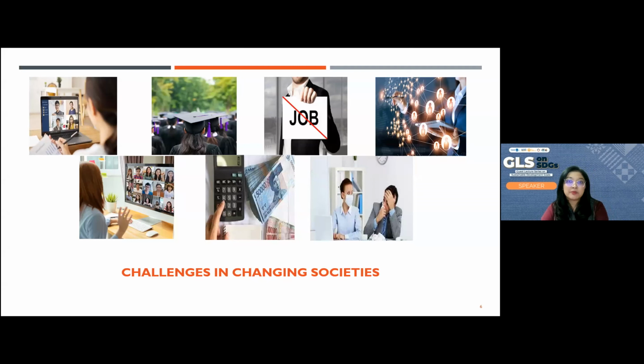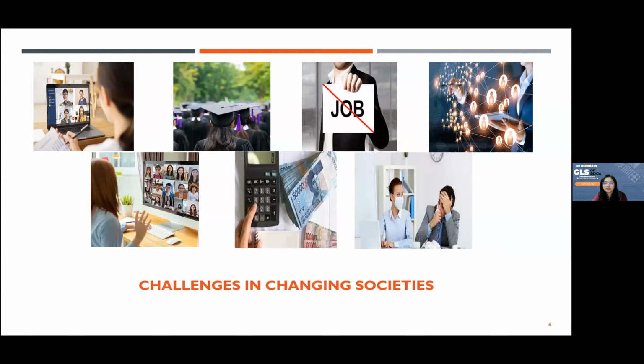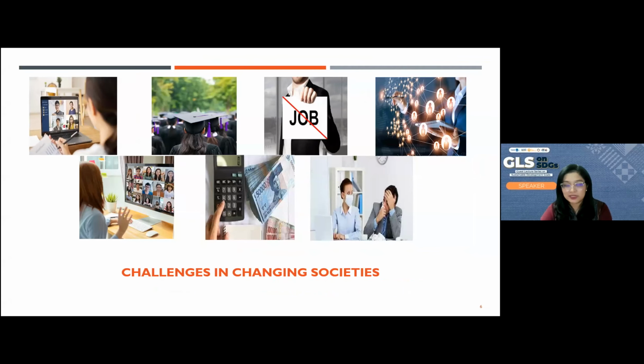Yeah, sustainable employability in this kind of situation is a very precious skill. Yeah, that you can obtain a job after you graduate from a university, for example. And then when you have already had a job, how you can maintain your job is also one of the important tasks in this kind of situation.